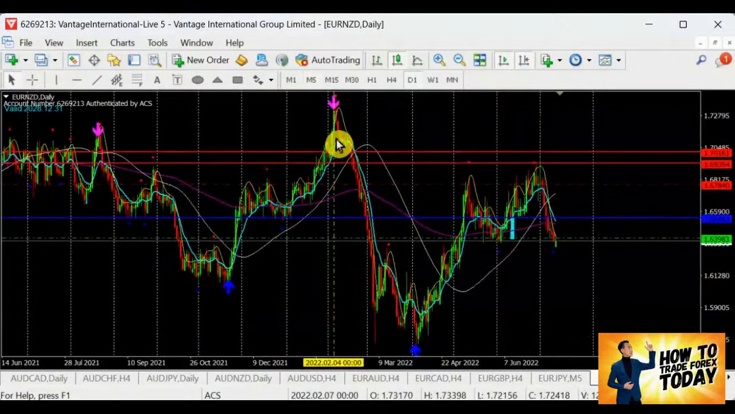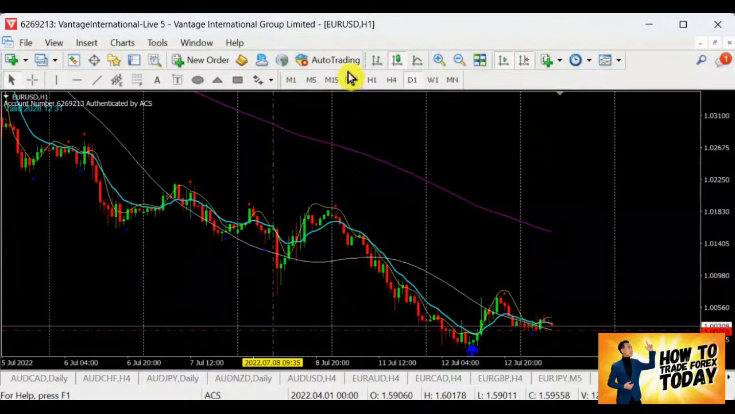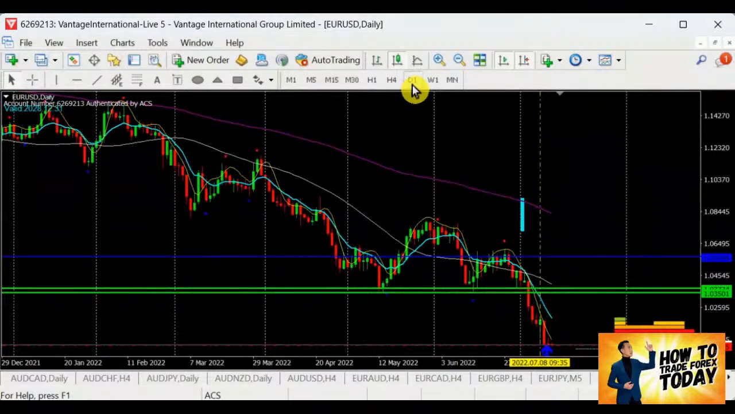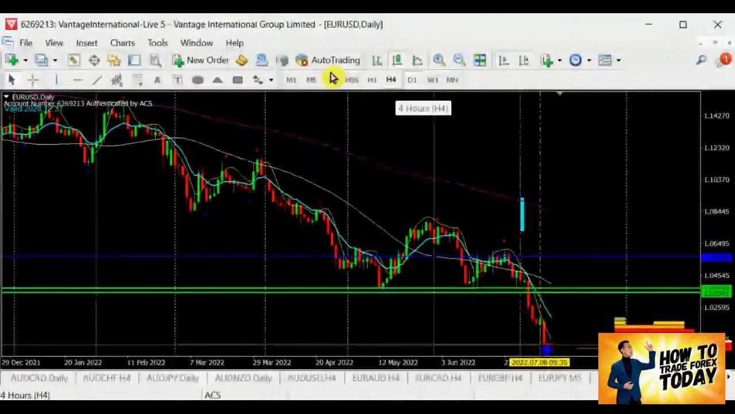So Euro Kiwi, we are still in the bull. Tentatively, the bull is actually going for support. So tentatively, no. All right. So Euro dollar. Let's take a look at Euro dollar. Tentatively, we are still in the bear. That's good. We are still in the bear.